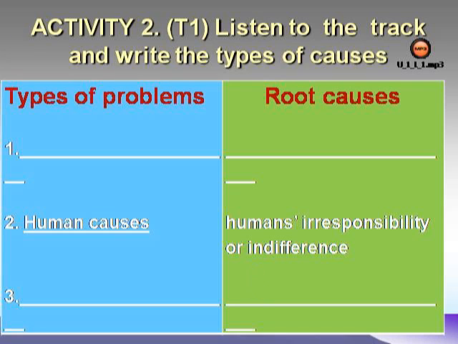So, let's listen to the tape. Scale Up. Course 2. Students Book. Unit 1. Global Problems. Lesson 1. Problem Causes. Listen to the conversation between a student and her tutor on the topic how to reveal root causes of problems.